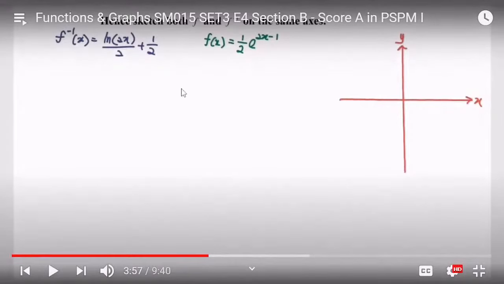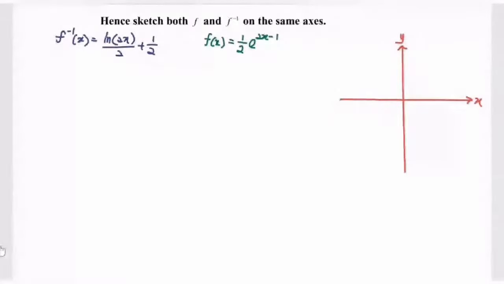Okay, so saya akan mula. Sketch both f and f inverse on the same axis. So since we already know they are inverse to each other, my focus will be on the f inverse. So I'm going to sketch the graph for the ln. So kindly focus on this part. Number 1, the domain for f inverse is 0 until infinity, where 0 is not included. So from here we can know that x equals 0 is the asymptote for the function f inverse.